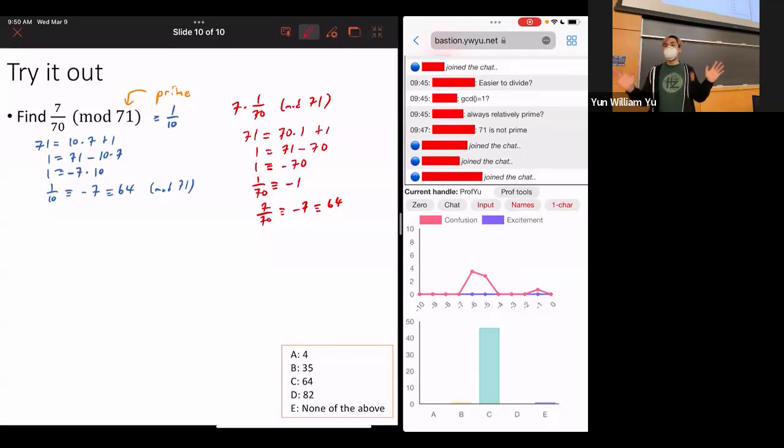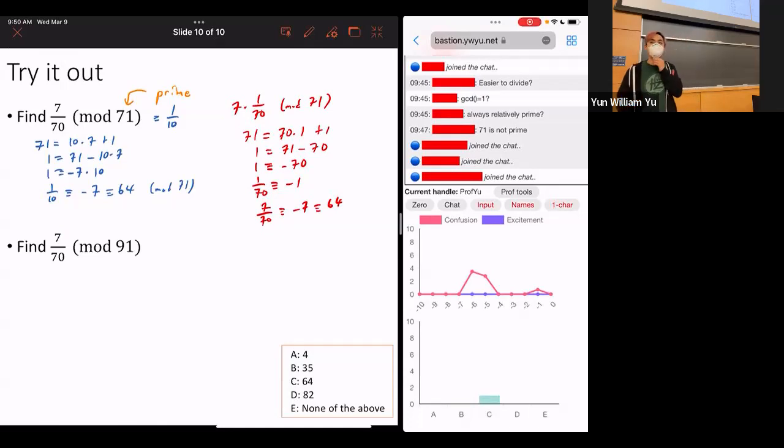Okay, so you can do it both ways. Sometimes one will be easier than the other. You just sort of have to recognize it. Both ways will work, but sometimes there will be a shortcut that will save you a lot of time. Okay, so the answer there was 64. And let's try to do one more. So let's do 7 divided by 70 mod 91.